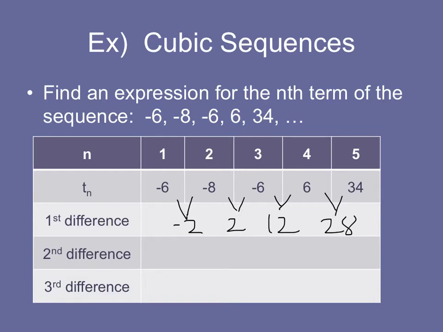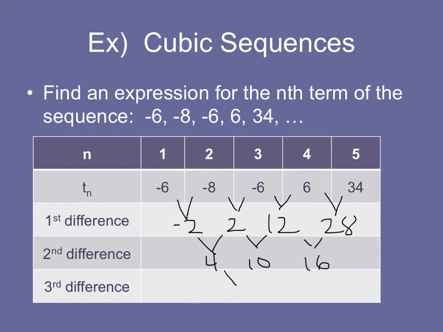Now I have to repeat the process, finding the second difference, which is the difference between the first differences. So I'm going to do the same process. Either say to myself, what do I have to add to -2 to get 2, which would be 4, or say to myself 2 minus -2. That's still 4. So that's the difference between the first 2 terms. The difference between the next 2 terms is 10, and the difference between the last 2 terms is 16. So that's my second difference.